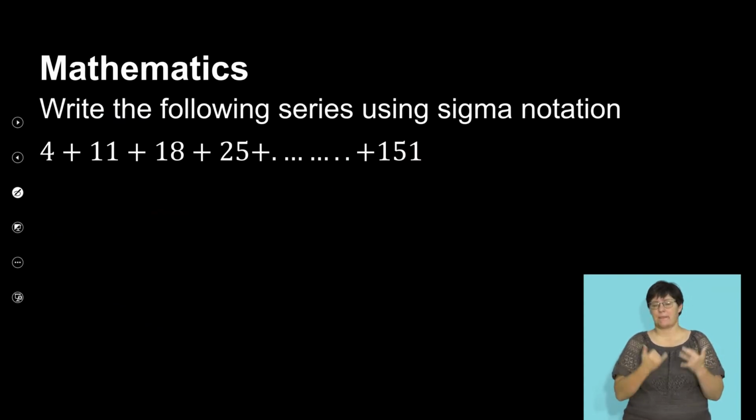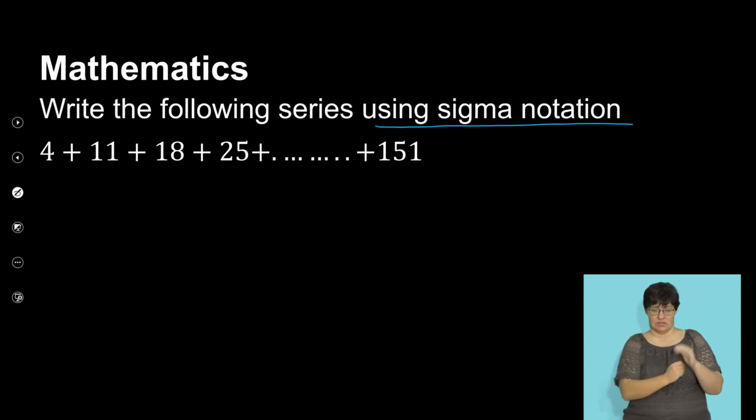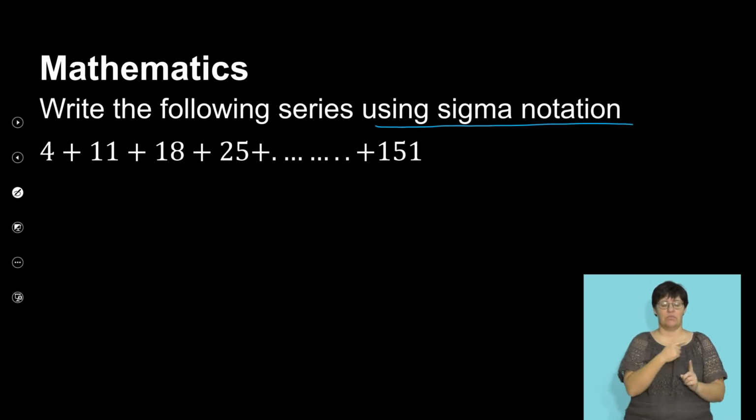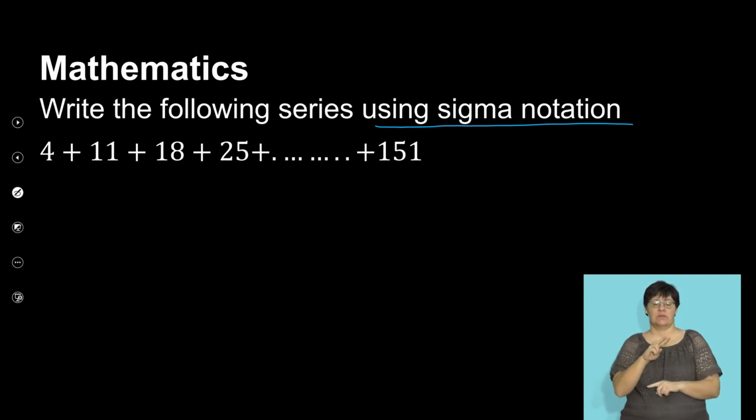So we now need to write down the following series using sigma notation. Essentially, instead of me telling you you have to use sigma, we are going to represent this specific sum in sigma notation. So the series goes 4 plus 11 plus 18 plus 25 plus going the whole way up to 151. So I now need to represent it in sigma notation.